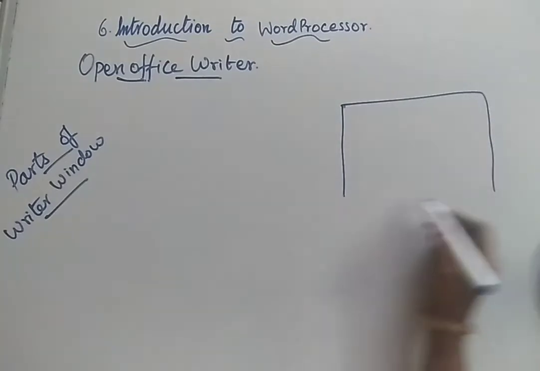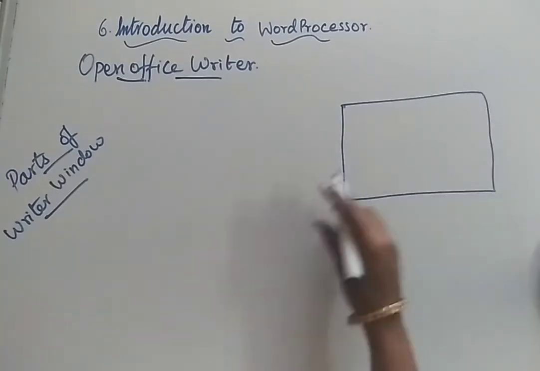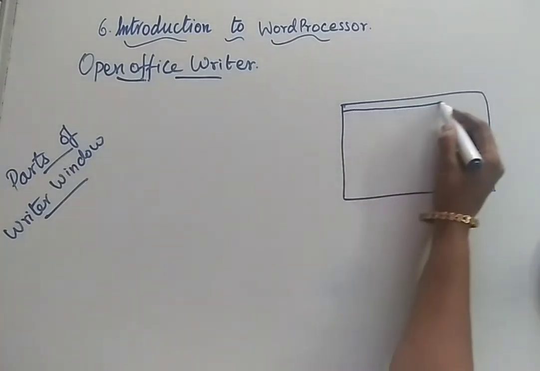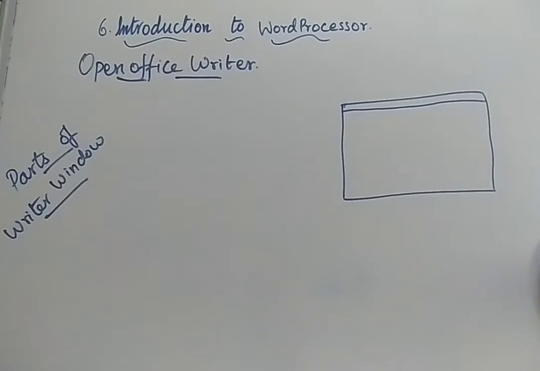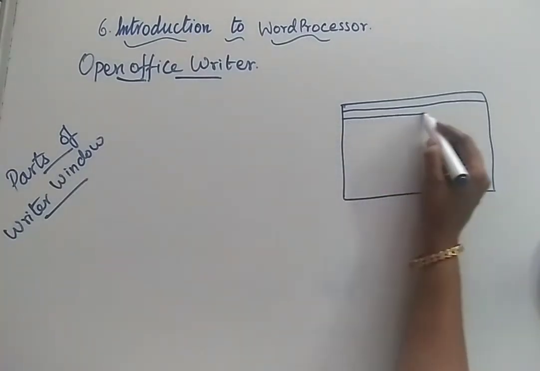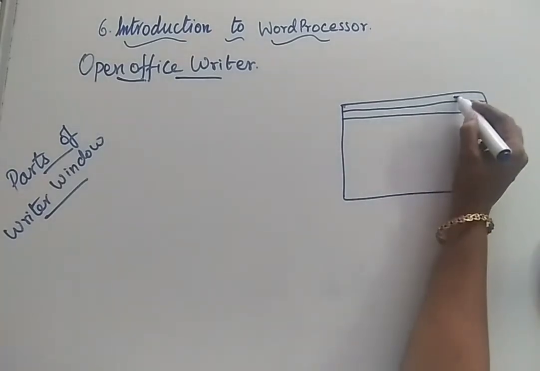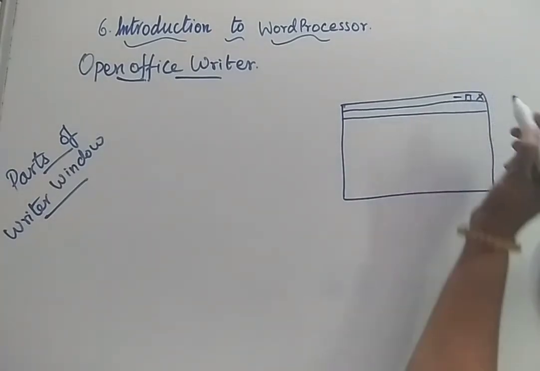I am going to draw it simply for you. Just have a glance. Yes, this is your document window. In the first line, what will you have? Yes, you will have your title bar. The next line is your menu bar. Here you will have minimize, maximize, and the next one is your close.